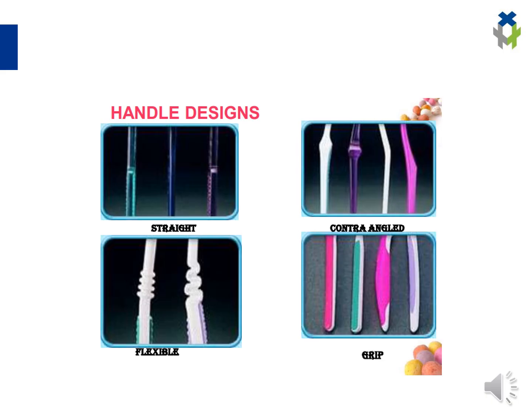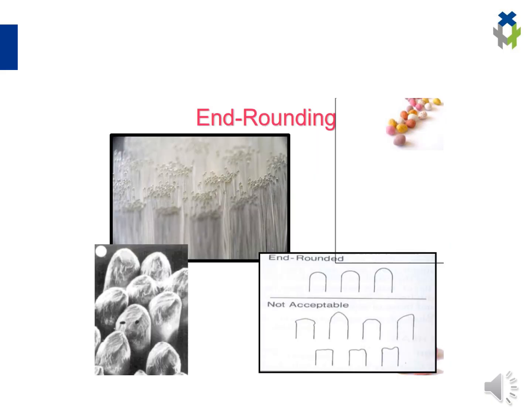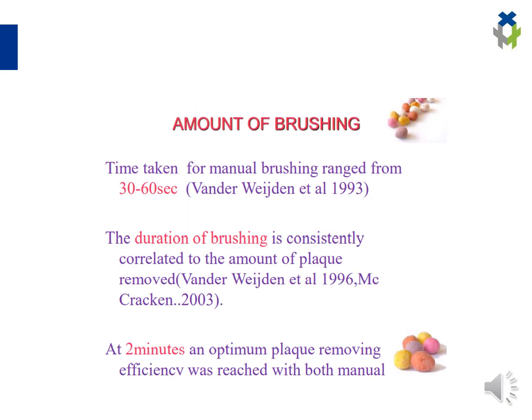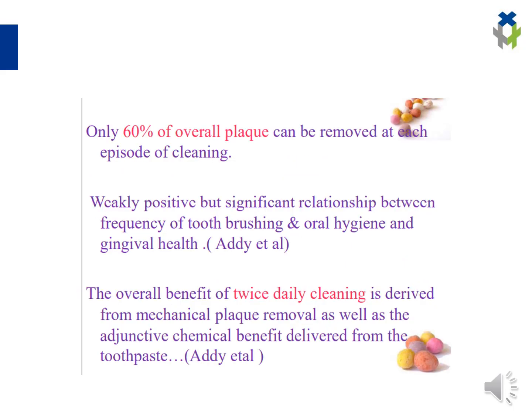These are the different handle designs, and this is the design of the head. This is the filament pattern. This is the end of the toothbrush bristles. The amount of brushing time is optimally 2 minutes. As for the frequency of brushing, we need to brush twice daily, and the overall benefit of twice daily cleaning is derived from mechanical plaque removal as well as adjunctive chemical benefit.